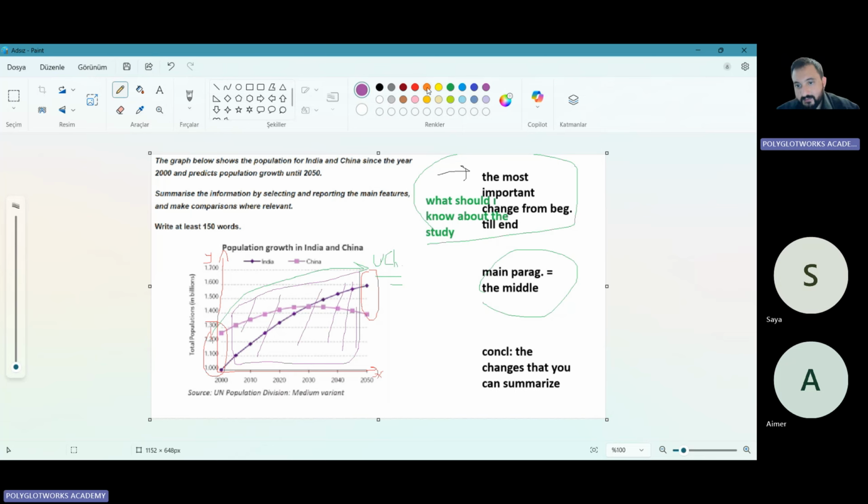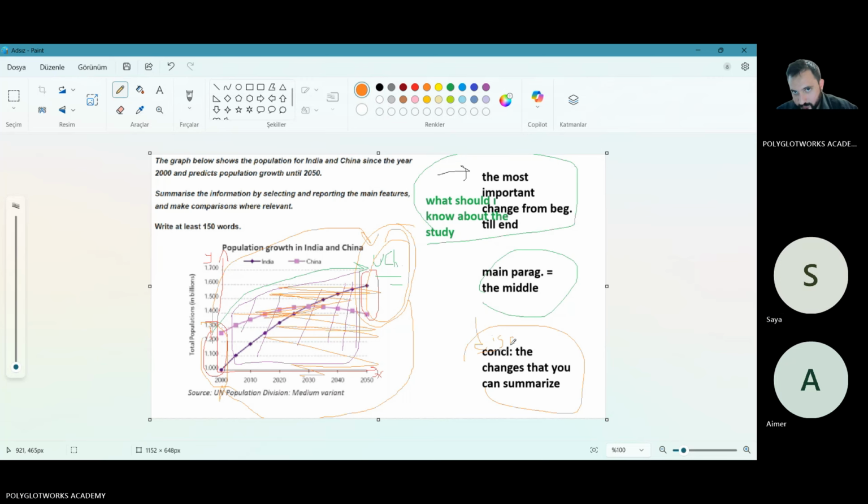And we have conclusion. Conclusion is not focusing on this place. Be careful. Conclusion is not focusing on what changed. Conclusion is focusing on from beginning till end. What changed and what should I understand from this article? It means conclusion of the changes. Discussion. Instead of conclusion, you can write here discussion.